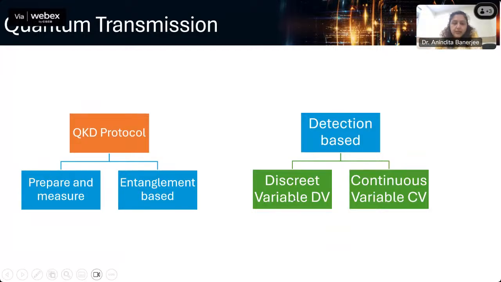A QKD protocol again is of two types: prepare and measure, and entanglement based. Last time I had shown you the setup of an entanglement based QKD protocol, where you have a sender. Let me just go to that slide. And here, of course, is detection based.